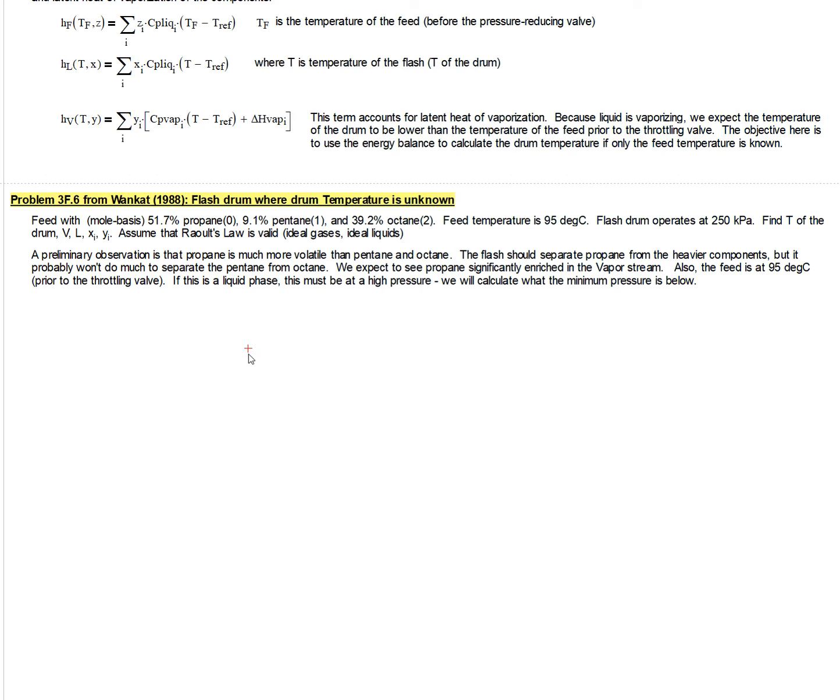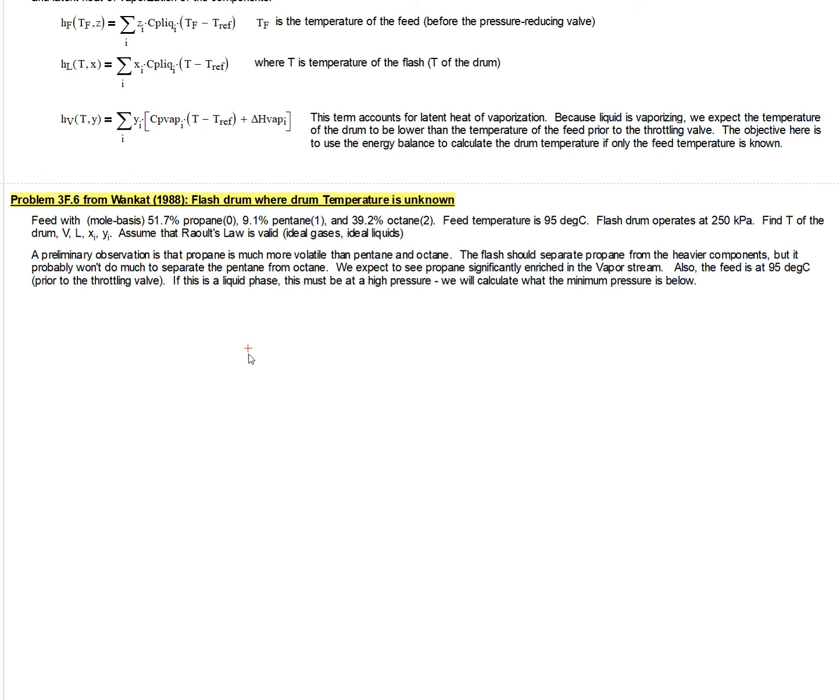And we are asked to find the temperature of the drum, the vapor and liquid flow rates, and the mole fractions of the components in both the vapor and liquid streams. And then we are also told to assume that Raoult's law is valid. So we have ideal gases and ideal liquids, and we don't have to worry about delta H of mixing.